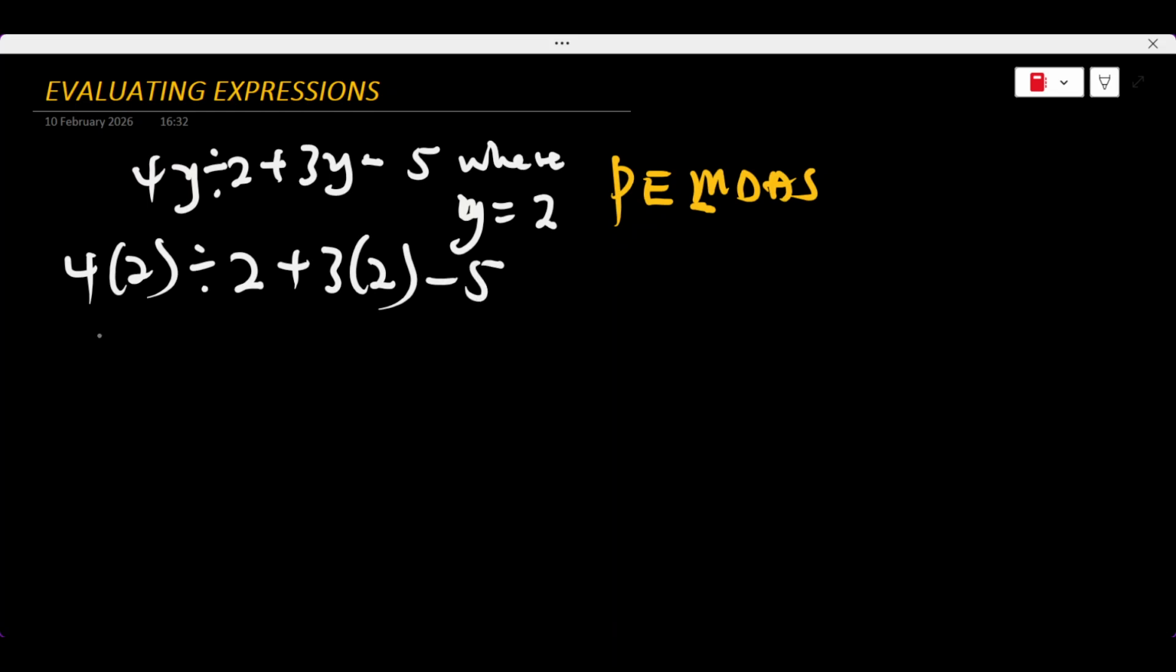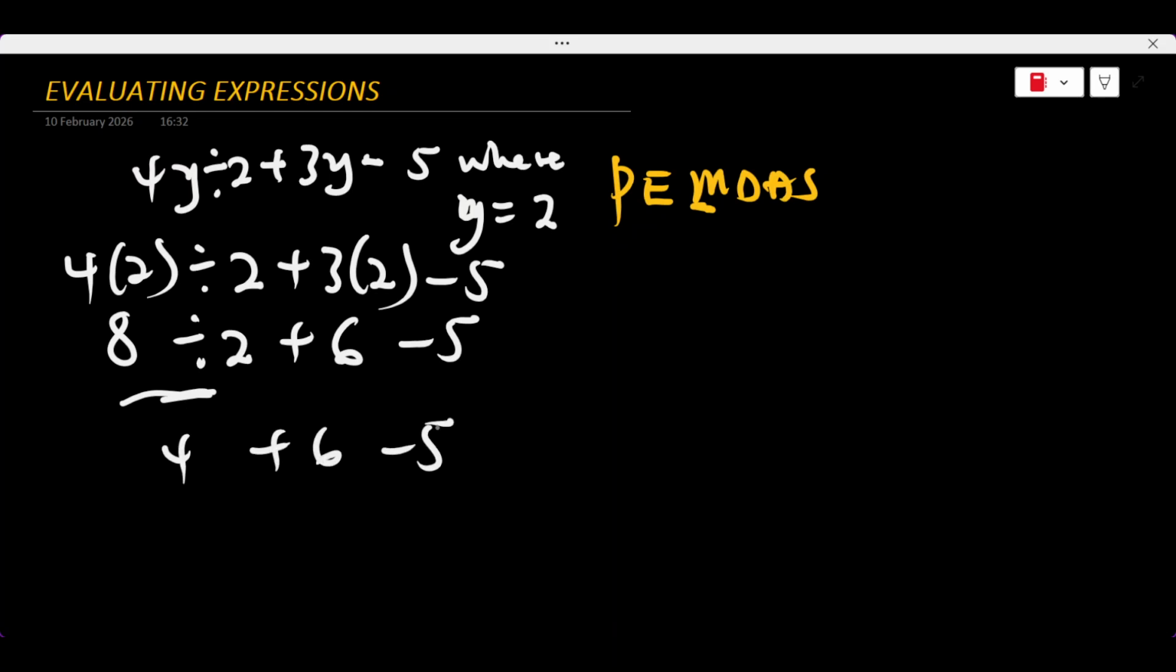So 4 times 2 gives us what? 8 divided by 2 plus 3 times 2 gives us 6 minus 5. Using PEMDAS, we don't have parentheses, we don't have exponent, we don't have multiplication, but we have division. So we solve that first. 8 divided by 2, we have 4 plus 6 minus 5.